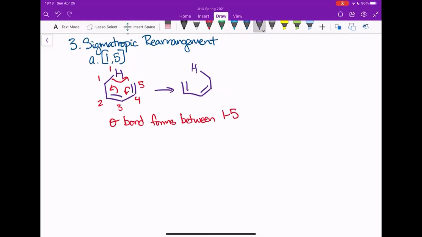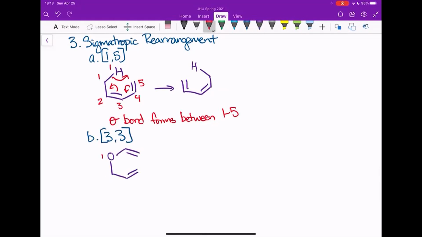All right. And then your second type of sigmatropic reaction, that is the wrong color, is your 3,3 reaction. So if we take another molecule, your oxygen and then the carbon adjacent to it will both be labeled 1, and then the rest are labeled in order. So once you push your electrons around, you'll be forming a new bond between your 3-3 position.